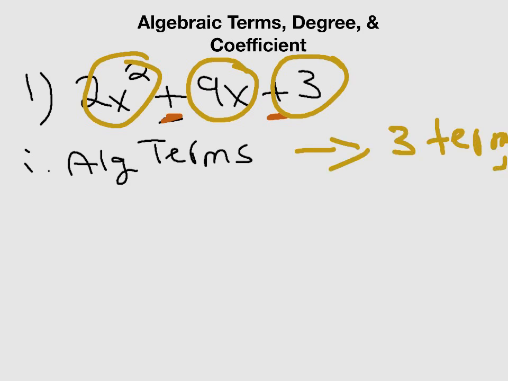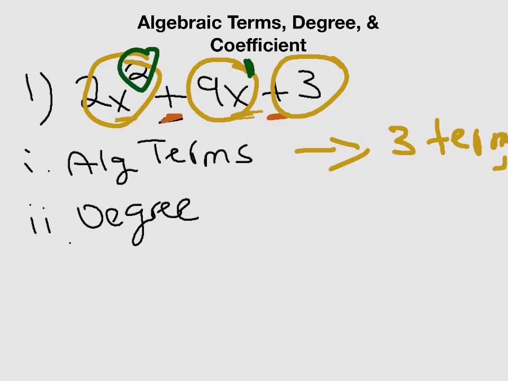Now, let's look at the second part, which is the degree. Degree, as we mentioned in the previous video, is the sum of the exponents of the variables. Here we can see that we have a variable here, and we have another variable here. And the exponent on our first variable is a 2, and the exponent on our second variable or second term is actually a 1. And by taking this 2 here on the first one and adding it to the 1, we get our degree of the expression. So 2 plus 1 is equal to 3.